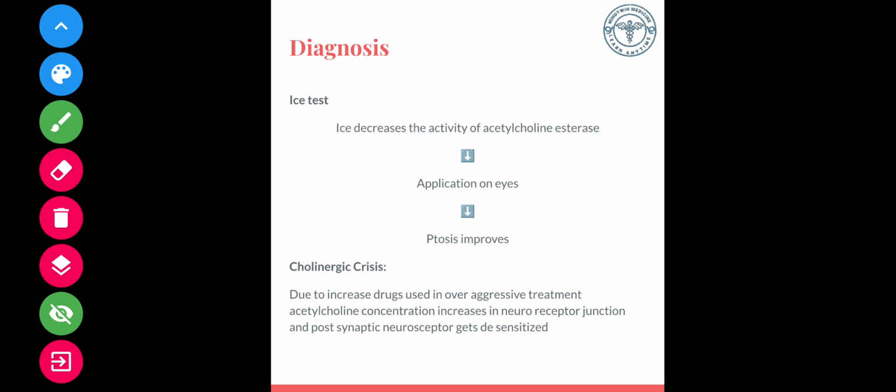And if we see the cholinergic crisis, so what is cholinergic crisis? Due to increased drug use in over-aggressive treatment, acetylcholine concentration increases at the neuroreceptor junction, and the postsynaptic neuroreceptor gets desensitized. So what happens in the cholinergic crisis? Due to the aggressive treatment, in place of 8 mg, you give a higher dosage of edrophonium. So the acetylcholine concentration will increase in the postsynaptic region, and the neuroreceptor will get desensitized. It is not going to work for the increased concentration of acetylcholine, so it doesn't work.